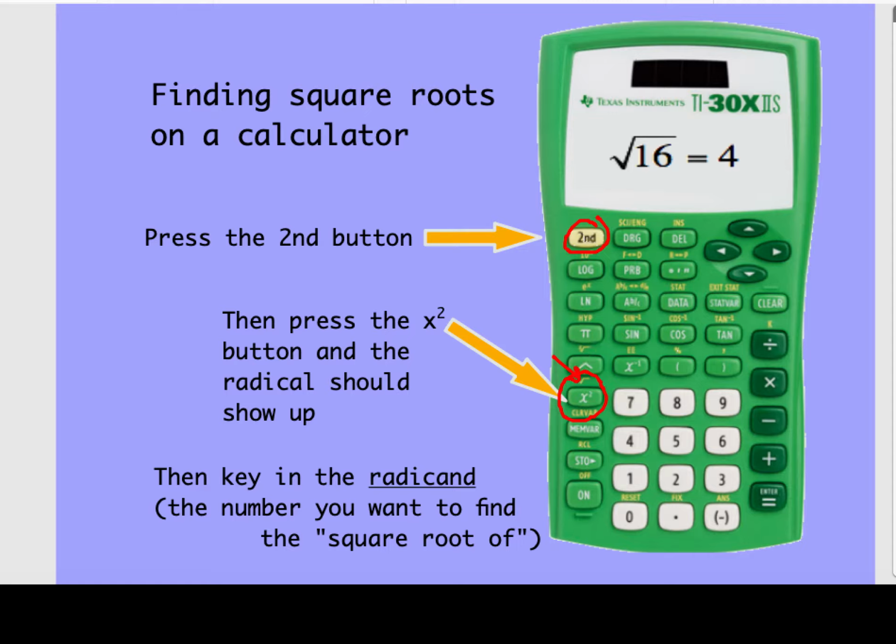So basically, if you want to find the square root of a number, you're going to press second x squared, and it should give you a little radical symbol on the screen. You'll put your number inside, much like this 16. You'll press enter, and you'll get your number, right? So there you go. Second x squared gets you the radical, and then put that number inside the radical.